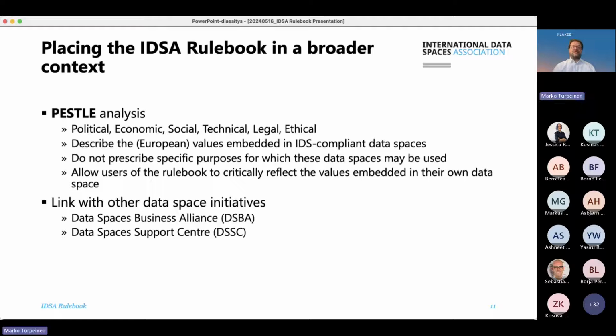There is no specific rule like, let's use data spaces only for these purposes and not for those purposes. So no use case, no industry is left out, and I think that's important.